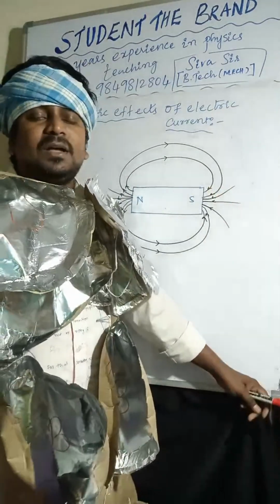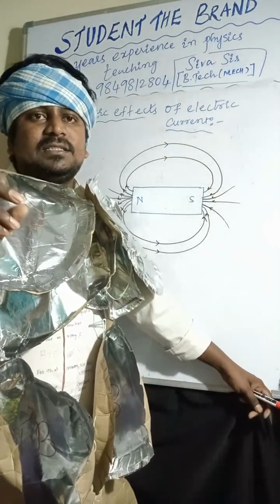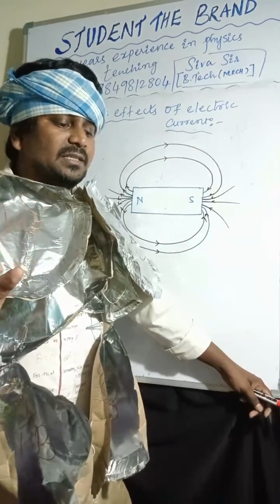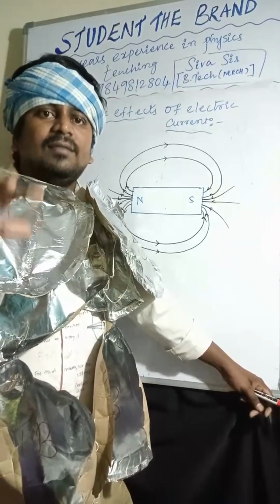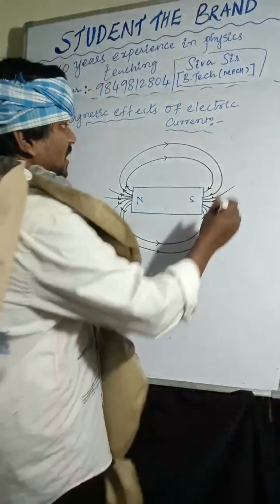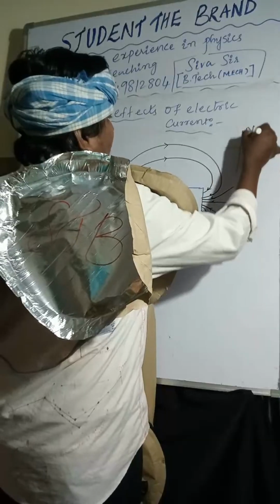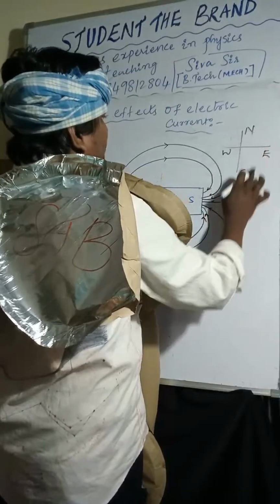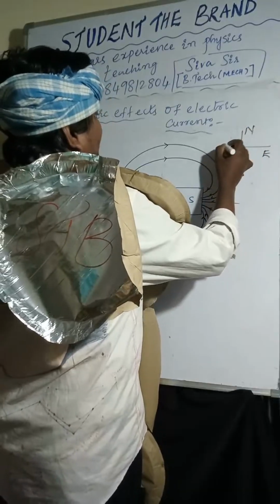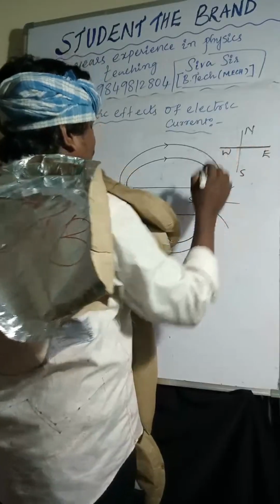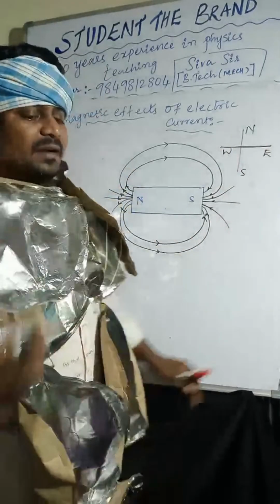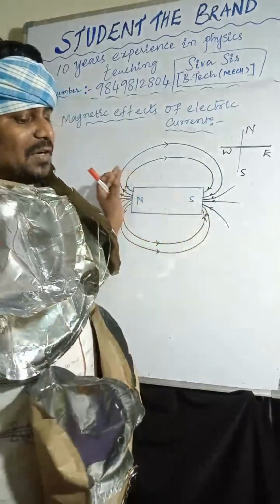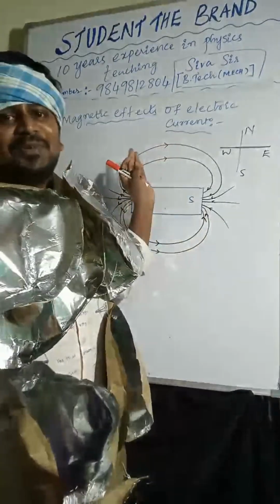What is a compass? A compass consists of a small magnetic needle inside it. If you leave it like that, it always shows the north and south direction. So I'm taking this as north, this as south, and east and west. The magnetic field will always be north to south.